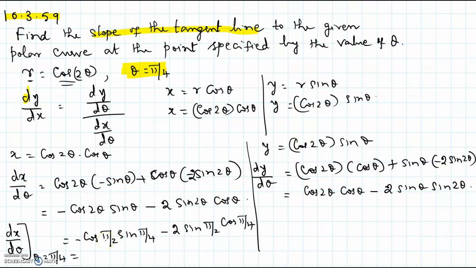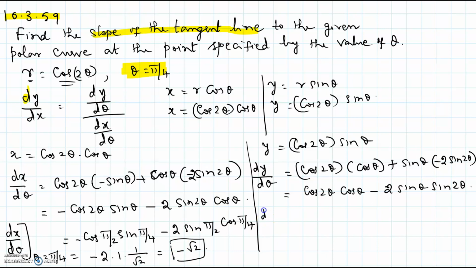As cosine pi by 2 is 0, the first term will be 0. The second term is negative 2. Sine pi by 2 is 1. Cosine pi by 4 is 1 over square root of 2. So it is simply negative square root of 2.